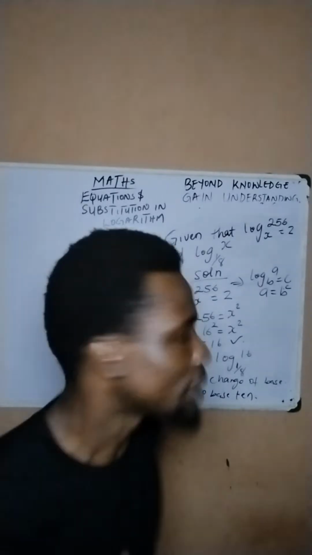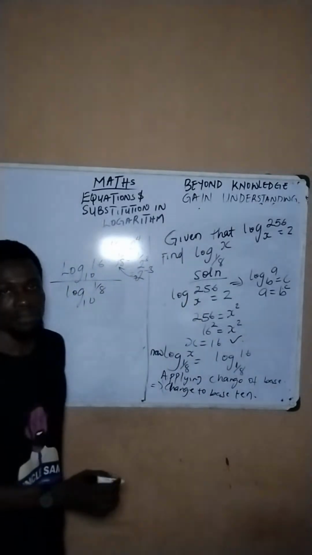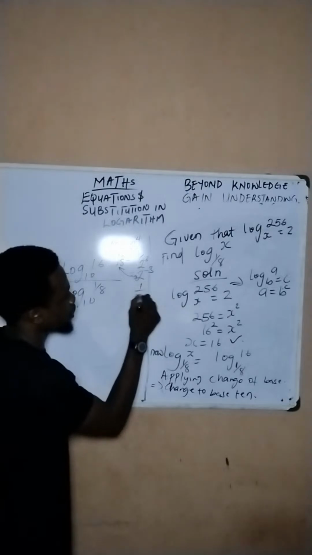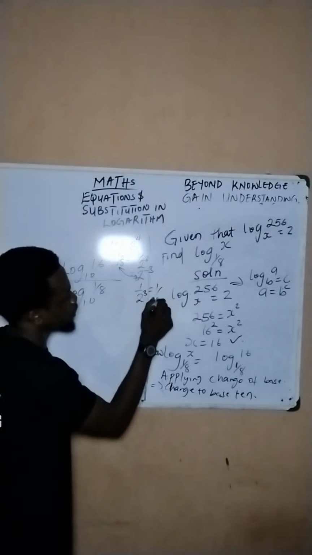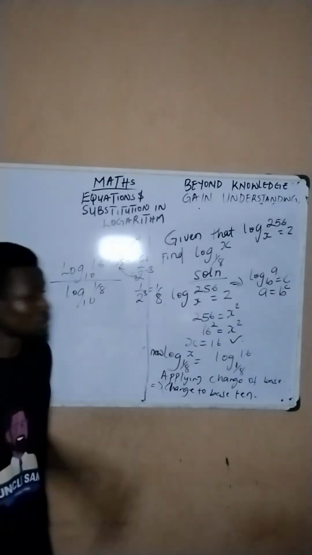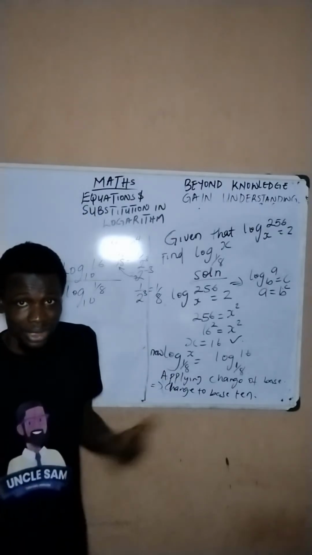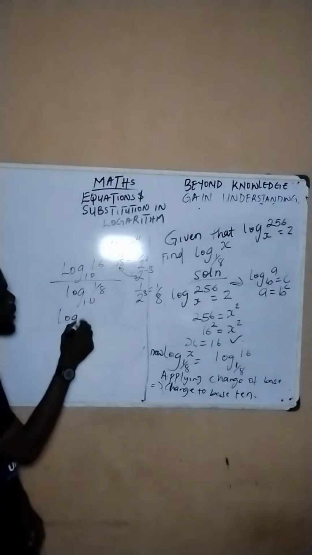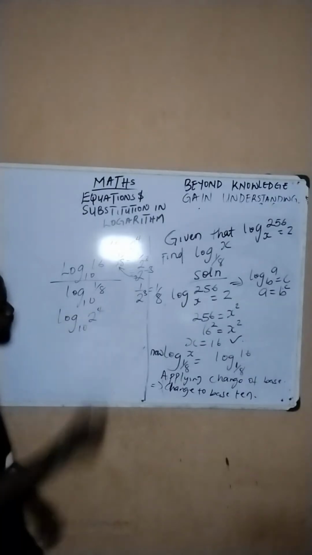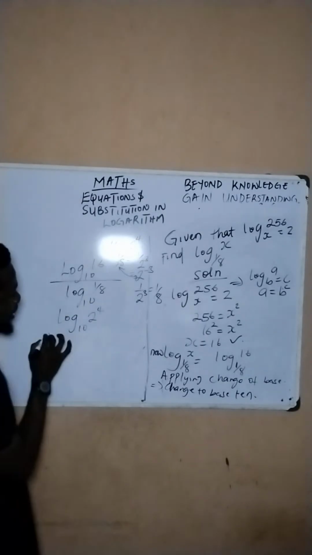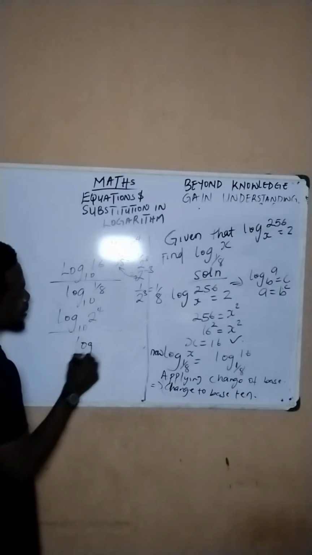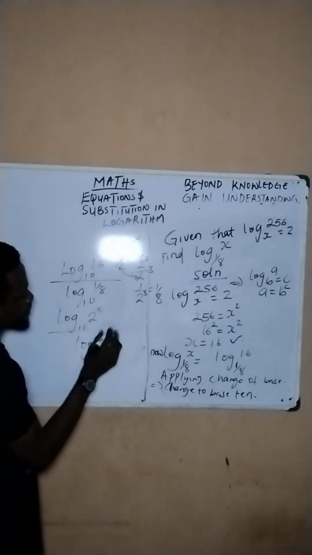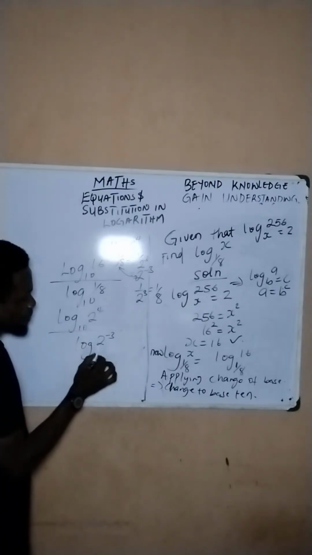Wait, you don't believe me? If I have 2 to the power of negative 3, according to the law of negative exponents, this is 1 over 2 to the power of 3. And 2 to the power of 3 is 2 times 2 times 2, so it is 1 over 8. So basically, this is log to the base 10 of 2 raised to the power of 4, replacing 16, divided by log to the base 10 of 2 to the power of negative 3, replacing 1 over 8.